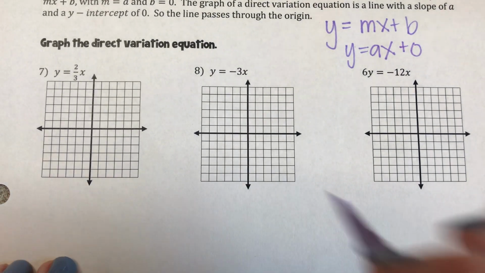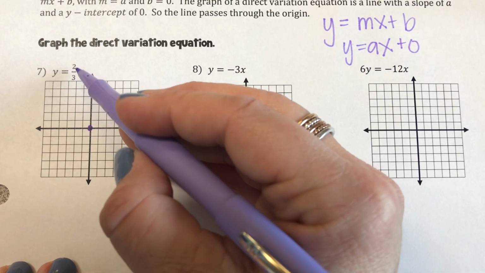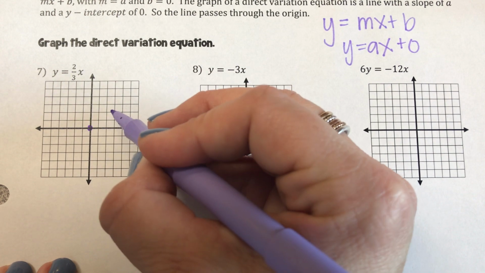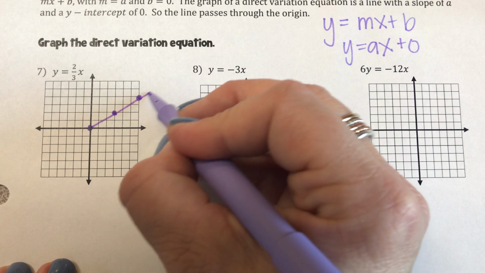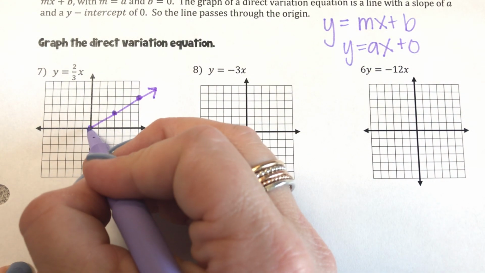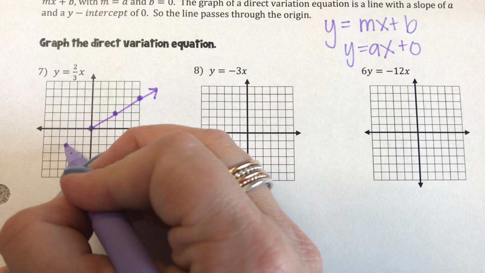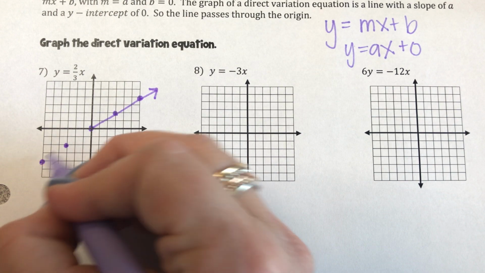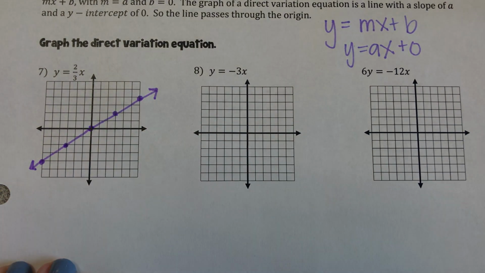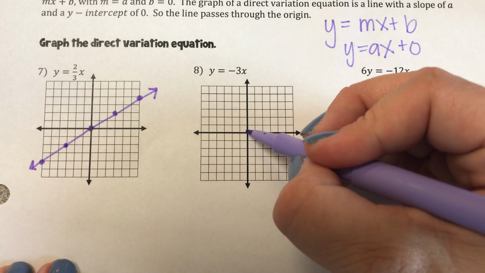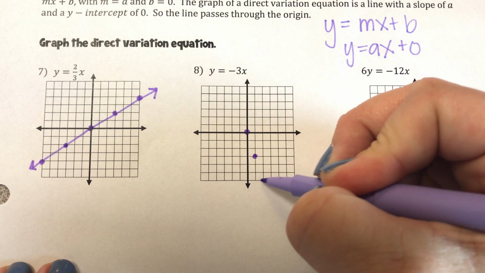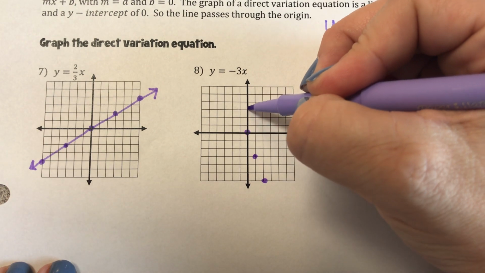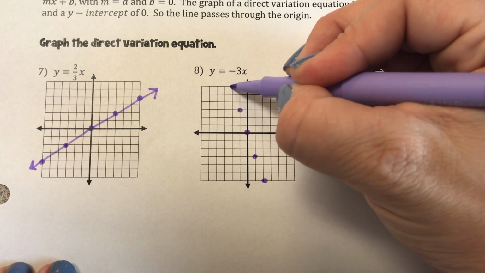So we're going to start here at 0, and then we're going to rise 2, run 3. Rise 2, run 3. So it's going to go like this. Or remember, I can go down 2 over negative 3. So that's what my line will look like. Here we're starting at 0, down 3 over 1, or up 3 over negative 1.